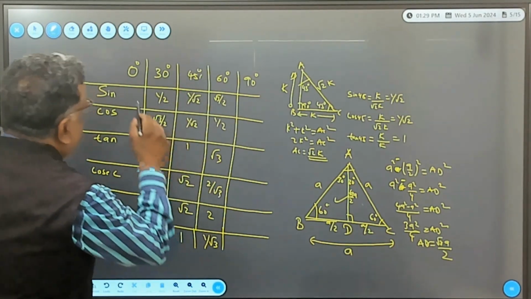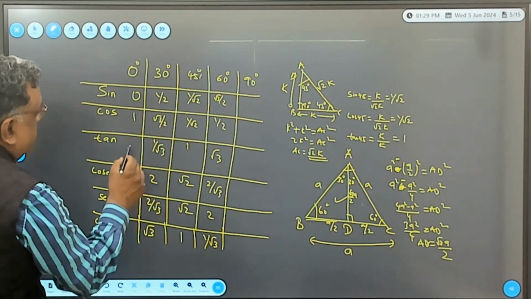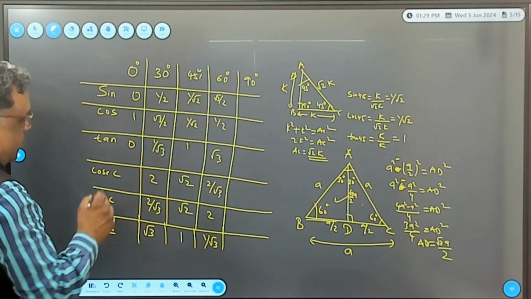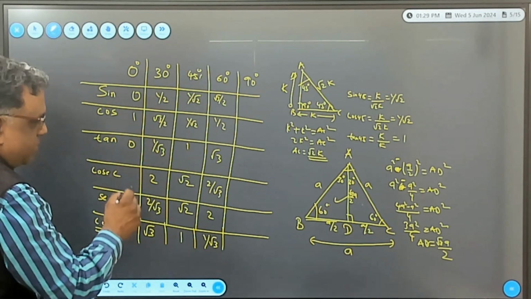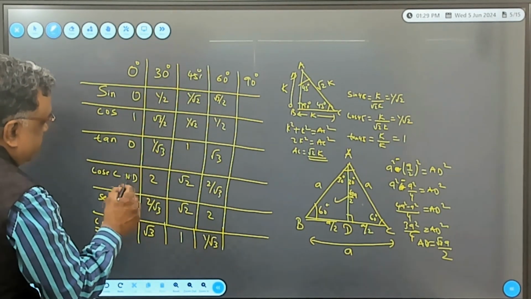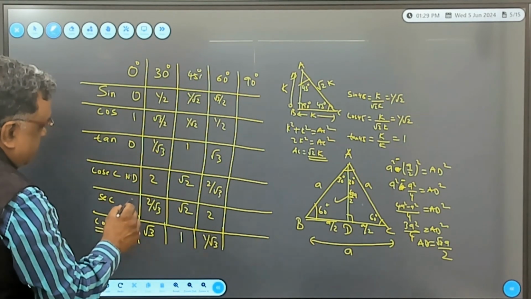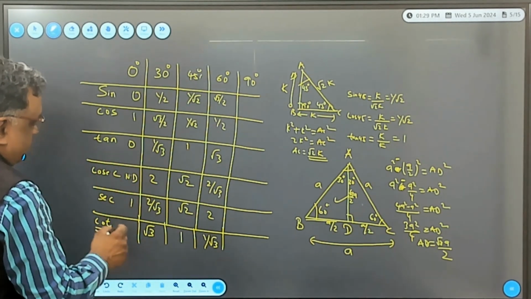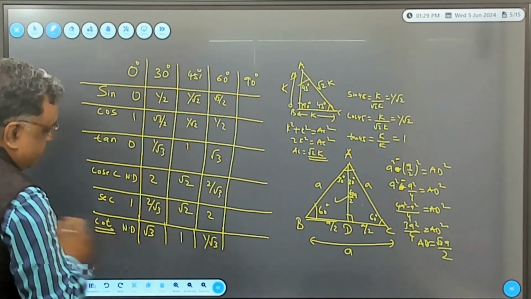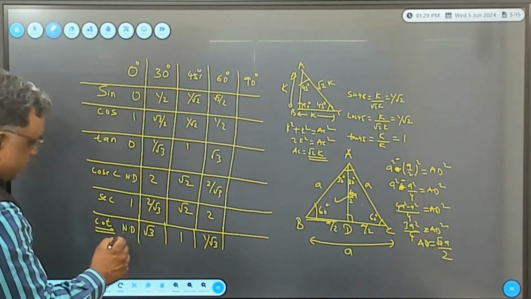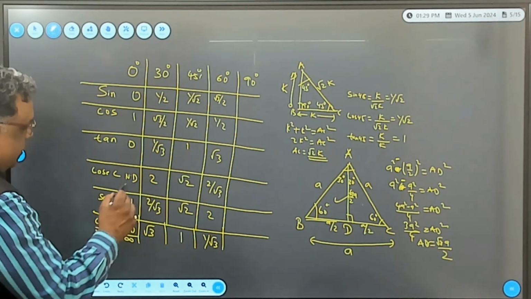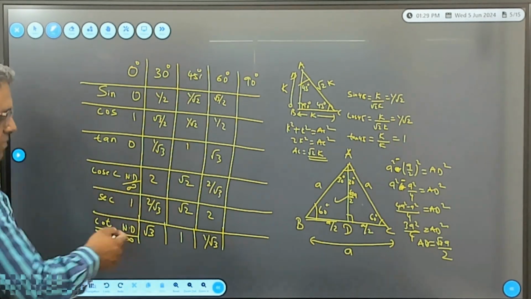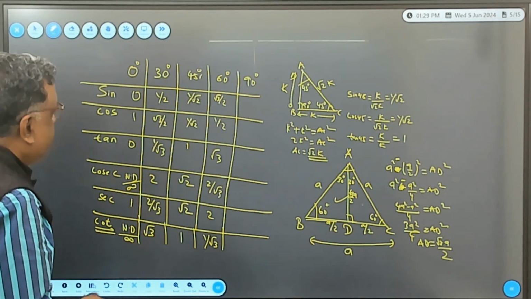So sine 0 was 0, cos 0 was 1, tan 0 was 0. Now cosec is a reciprocal of sine, 1 upon 0, not defined. Sec is reciprocal of cos, 1. Cot is reciprocal of tan, 1 upon 0, not defined. Some people write it as not defined or infinity. That's also okay, but not defined is the correct way to represent it.